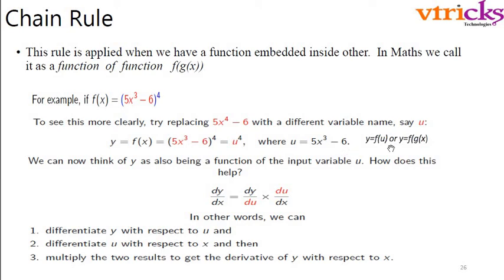So how do we represent it? y is f of u, u to the power 4. So y becomes f of u. And u is g x, that is 5x cube minus 6. It is a function of x. So we can write y is f of g of x. This is what we mean by a function embedded inside another function. g x is itself a function and f is a function of it.